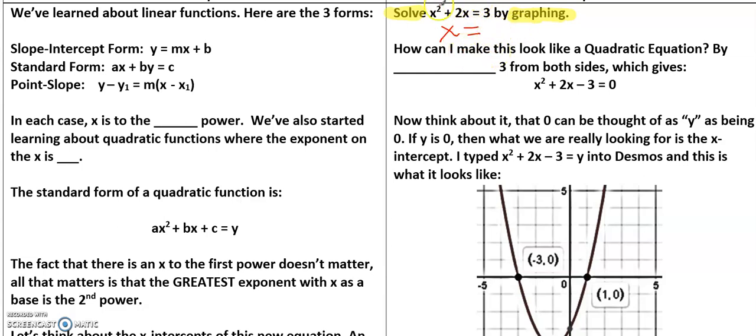Okay, how can I make this look like that quadratic equation thing we were just talking about, ax squared plus bx plus c equals 0? Well, what can we do to both sides?